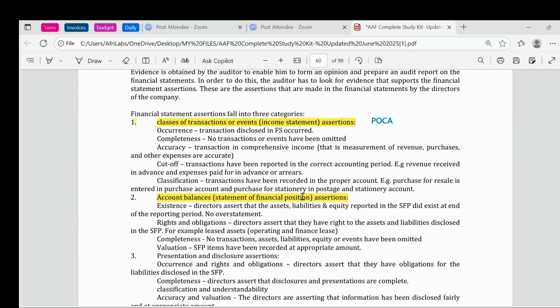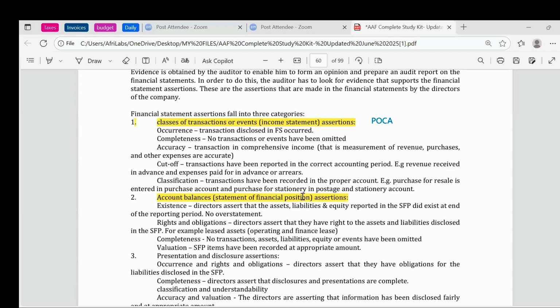So it goes on and on for occurrence, for presentation, for classification, and then, if it is the income statement, for cutoff. So you just need to know the meaning of the assertion and tell yourself, if I'm the auditor in this instance, what do I do to prove this assertion from the figure that has been given to me in the financial statements? Do you guys get me?